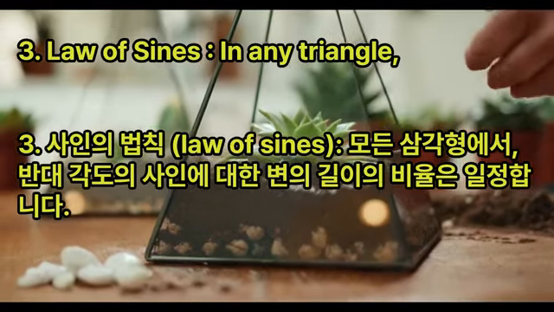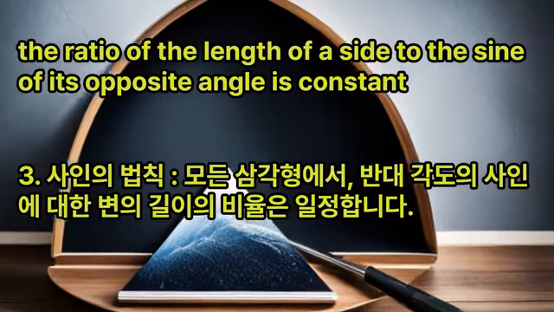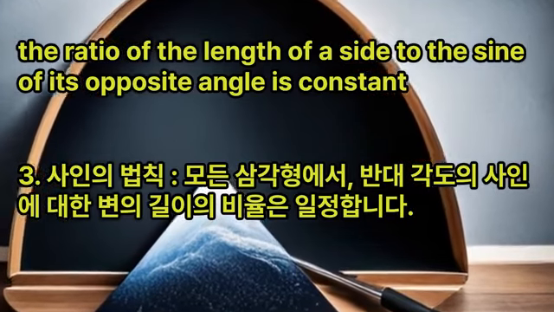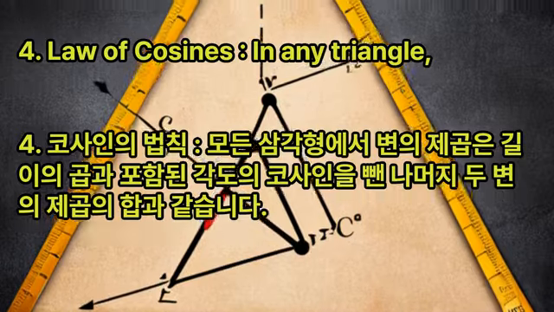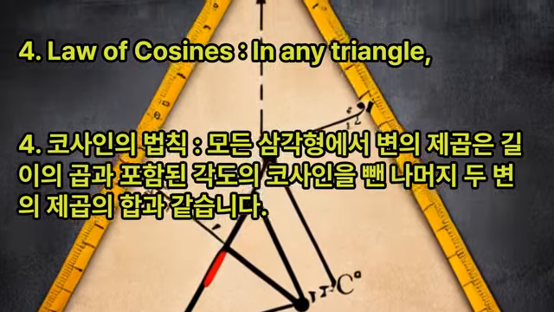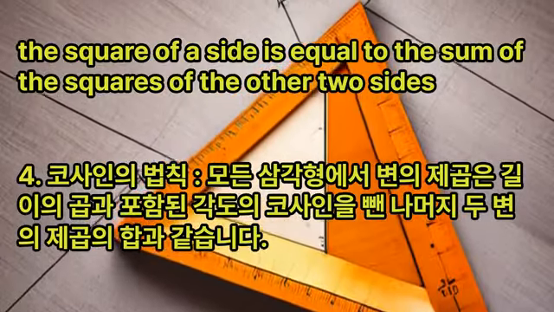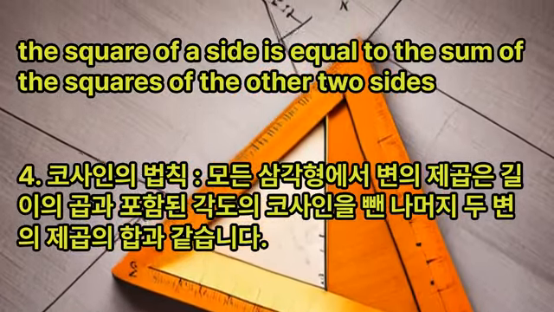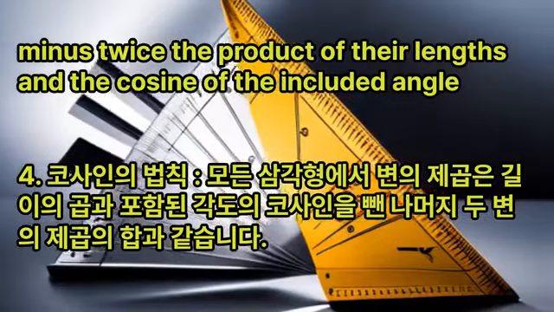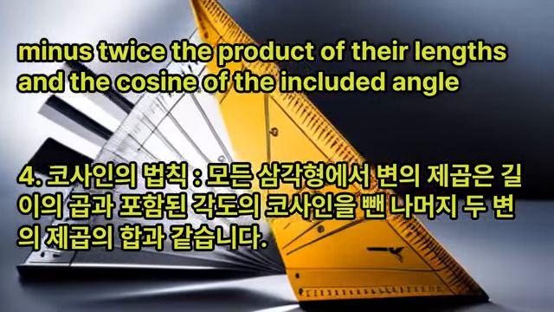3. Law of sines in any triangle. The ratio of the length of a side to the sine of its opposite angle is constant. 4. Law of cosines in any triangle. The square of a side is equal to the sum of the squares of the other two sides, minus twice the product of their lengths and the cosine of the included angle.